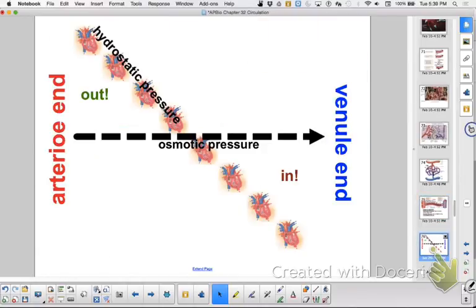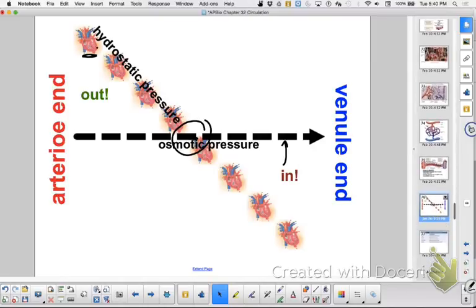One last diagram to help you with that. Arterial end, venular end. Where you're seeing the heart, right here, the hydrostatic pressure is greatest at the arterial end, and it goes down, down, down, the farther it gets away from the heart. So at this point, it's equal to the osmotic pressure, but as the blood continues to travel, the osmotic pressure is greater, and it draws the fluid back in. So let's look at that on our notes.